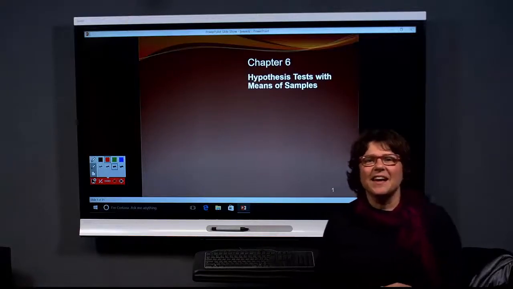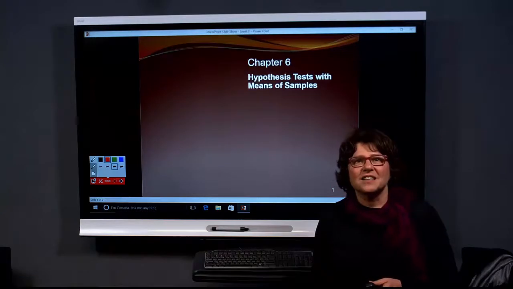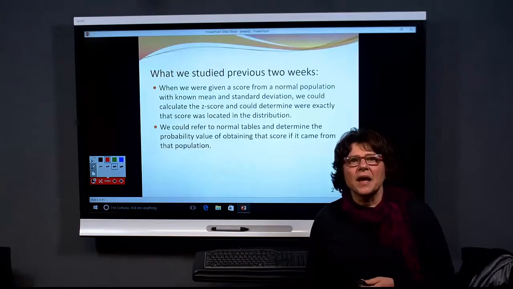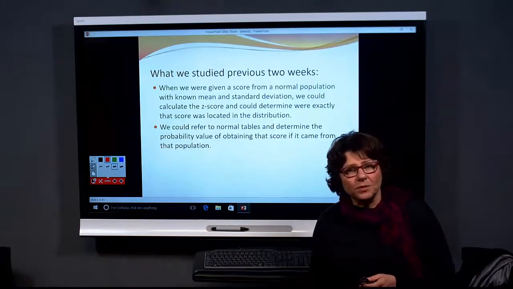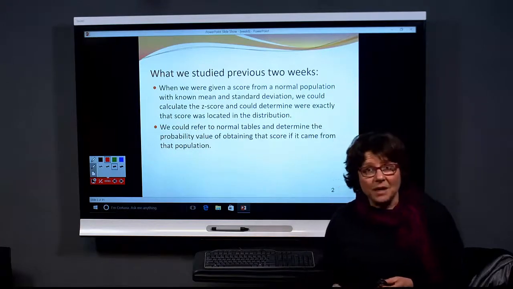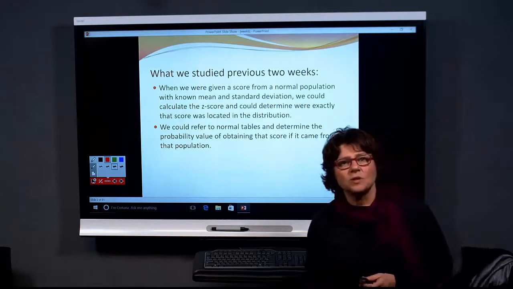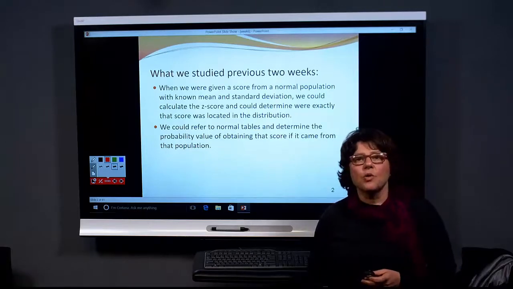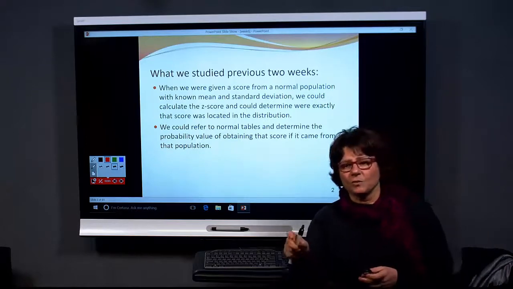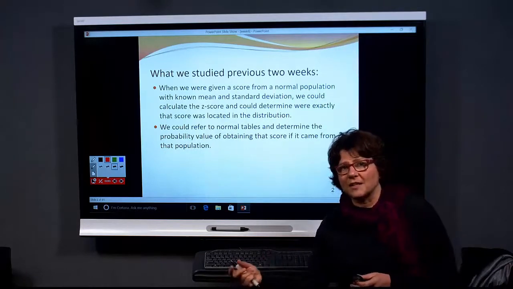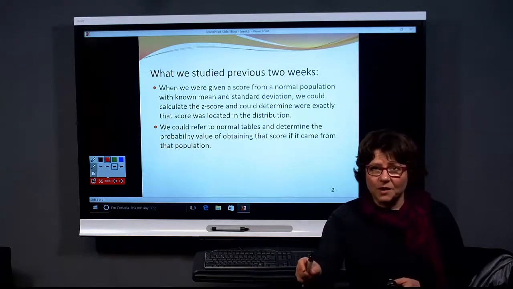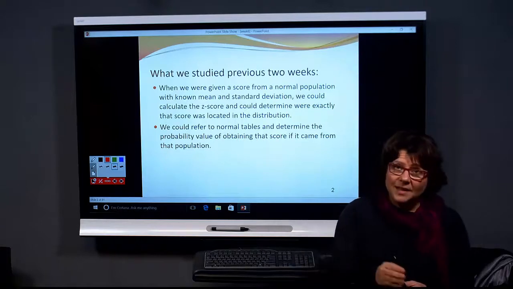Okay, today we are talking about chapter 6, which is hypothesis tests with means of samples. What we did up to now was about a population where the mean and standard deviation were known. We wanted to observe the probability of observing a value that we have observed or greater, or the probability of observing this observed score or less.